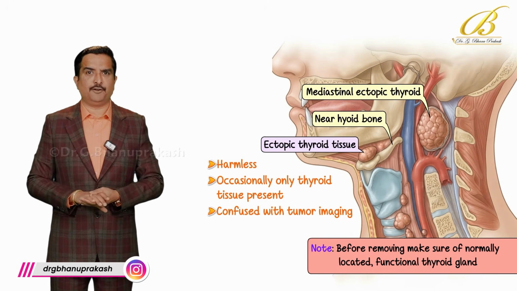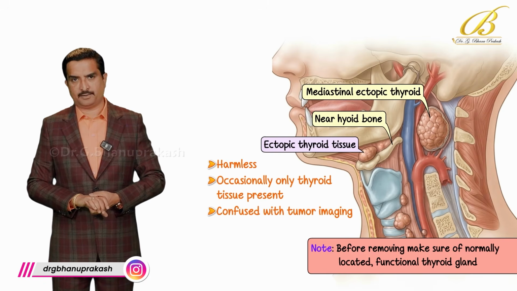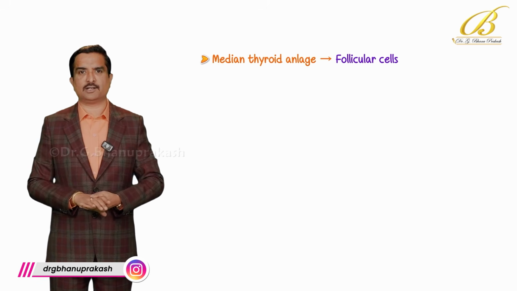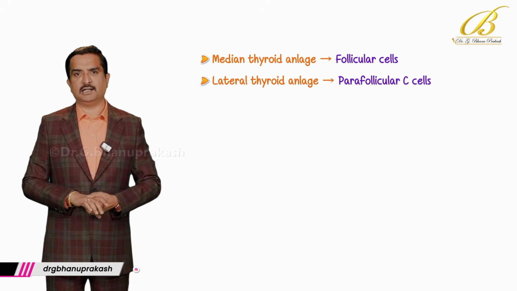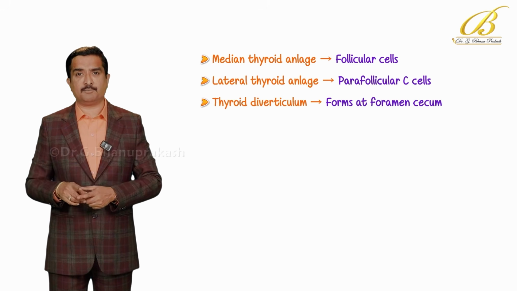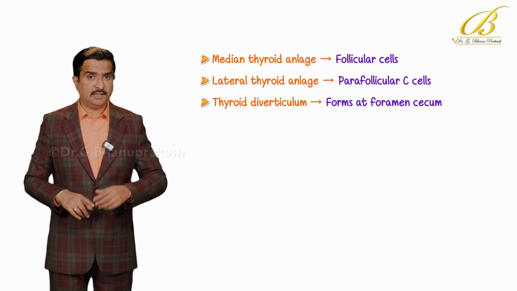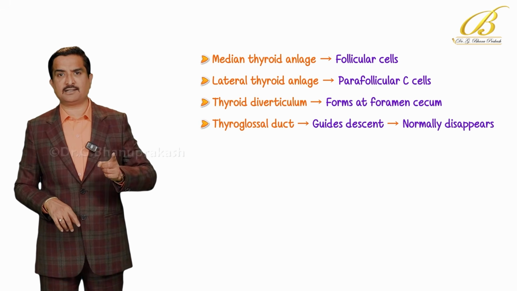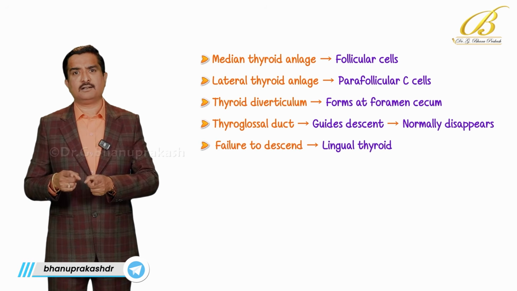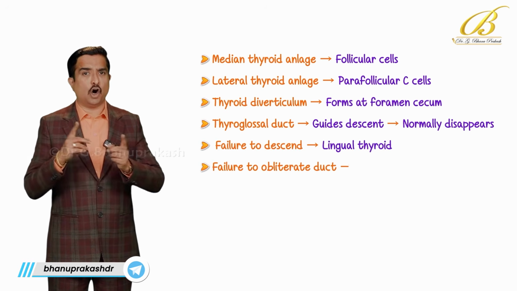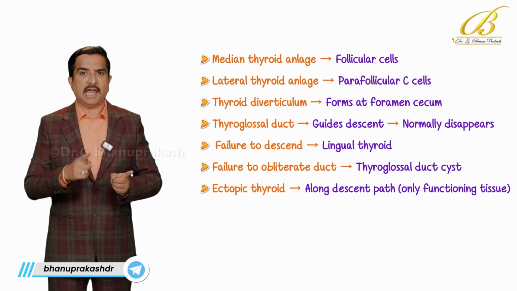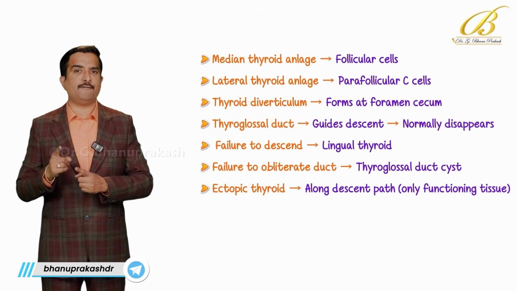So let's quickly review a few rapid fire points over here. Median thyroid anlage produces follicular cells. Lateral thyroid anlage gives parafollicular cells. Thyroid diverticulum forms at the foramen cecum. Thyroglossal duct guides descent, normally disappears. Failure to descend, lingual thyroid. Failure to obliterate duct, thyroglossal duct cyst. Ectopic thyroid, along the descent path, can be the only functioning tissue.